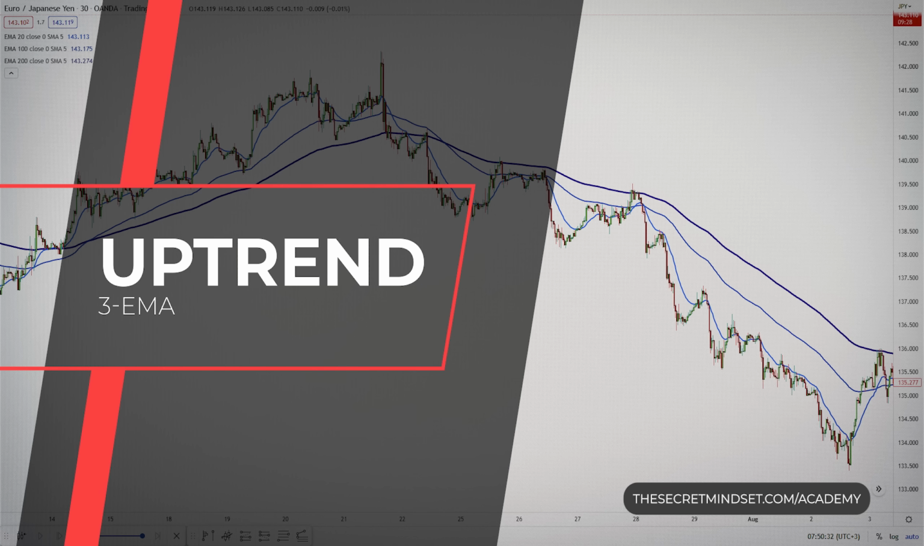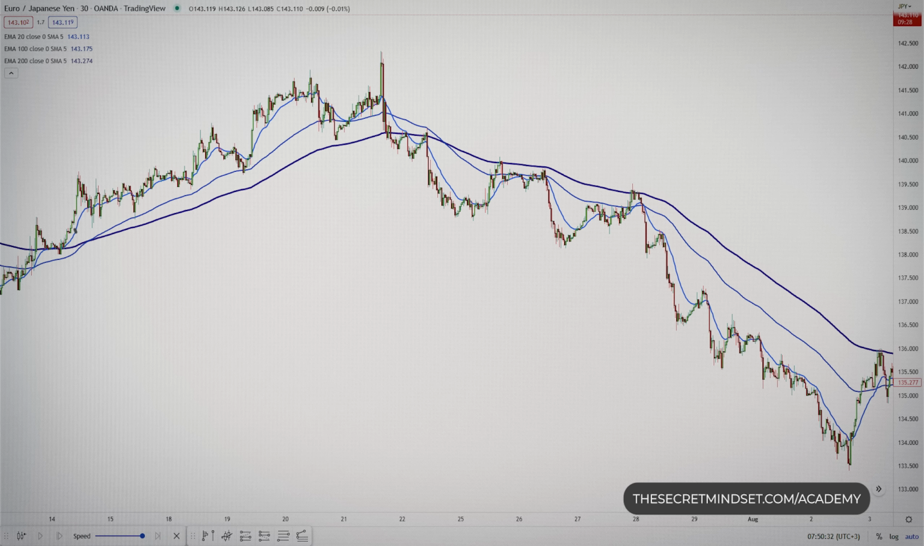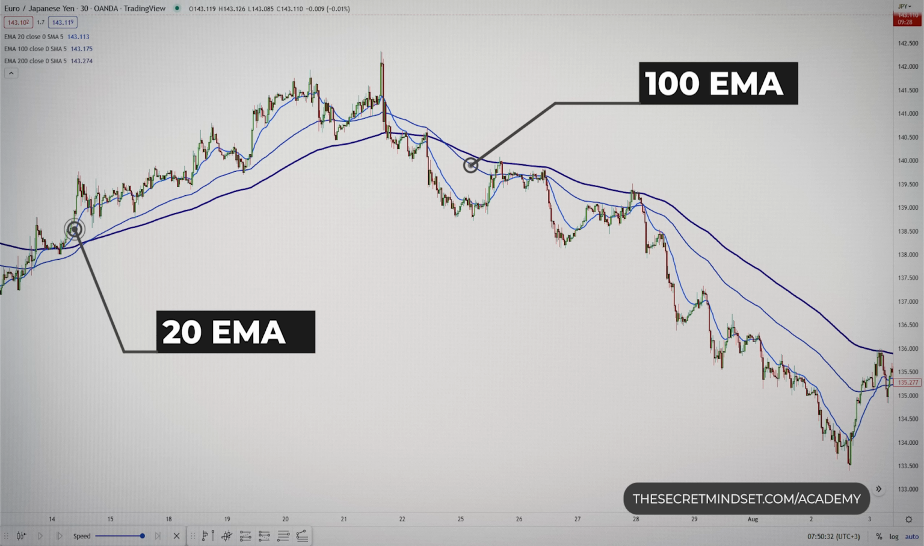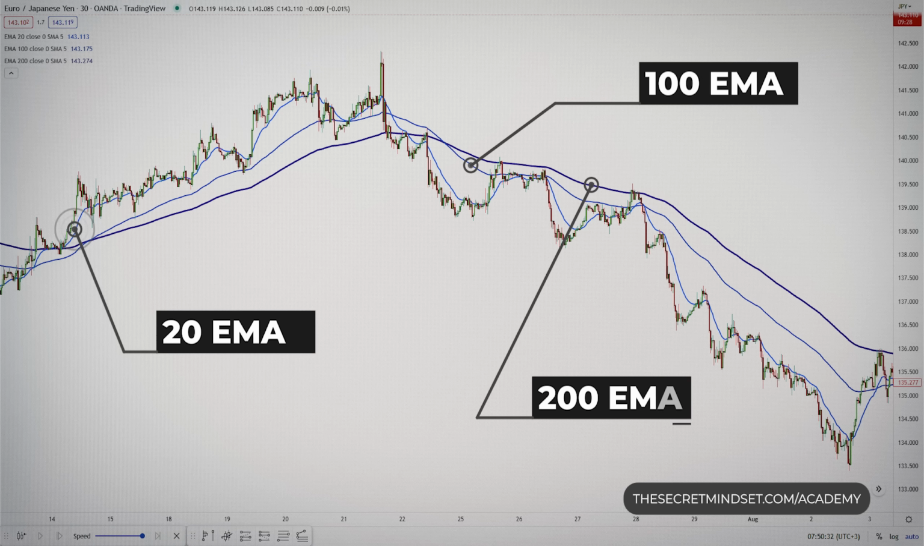Let's look at a market which is in a trend. I added 3 moving averages. The length is not important yet. The first one is a 20 EMA, the second one is the 100 EMA, and the third one is the 200 EMA. This is the simplest definition of a trend.